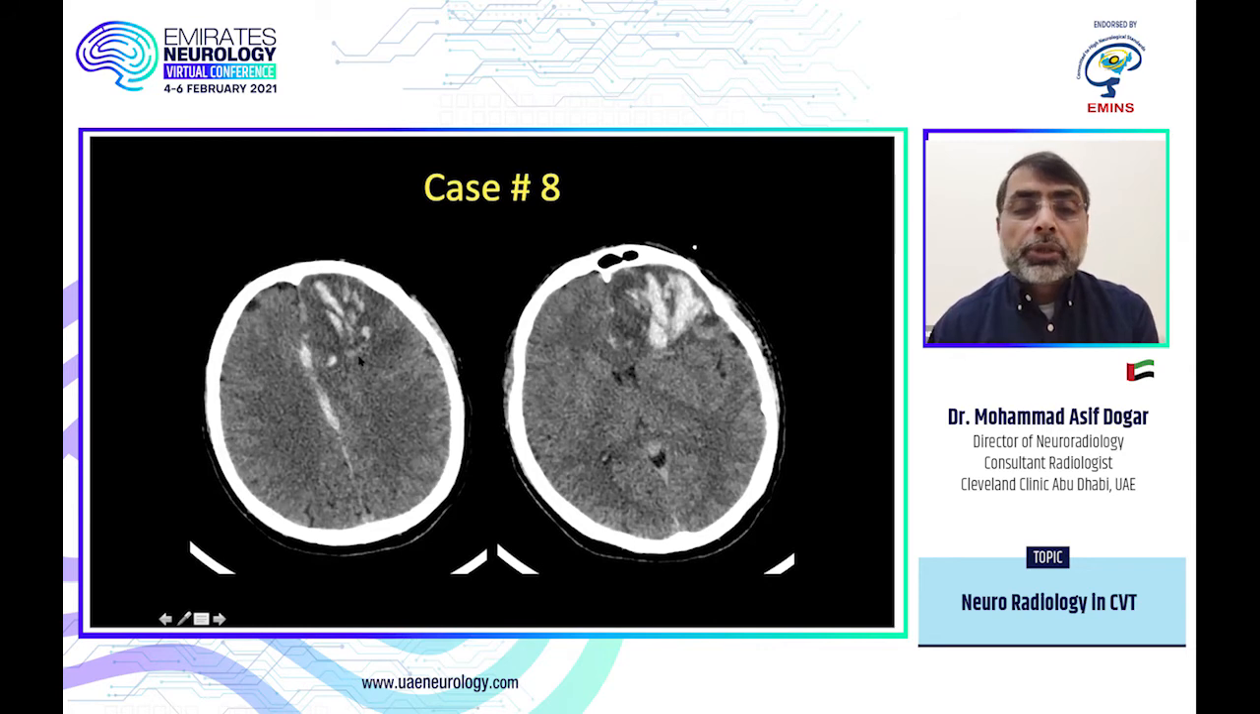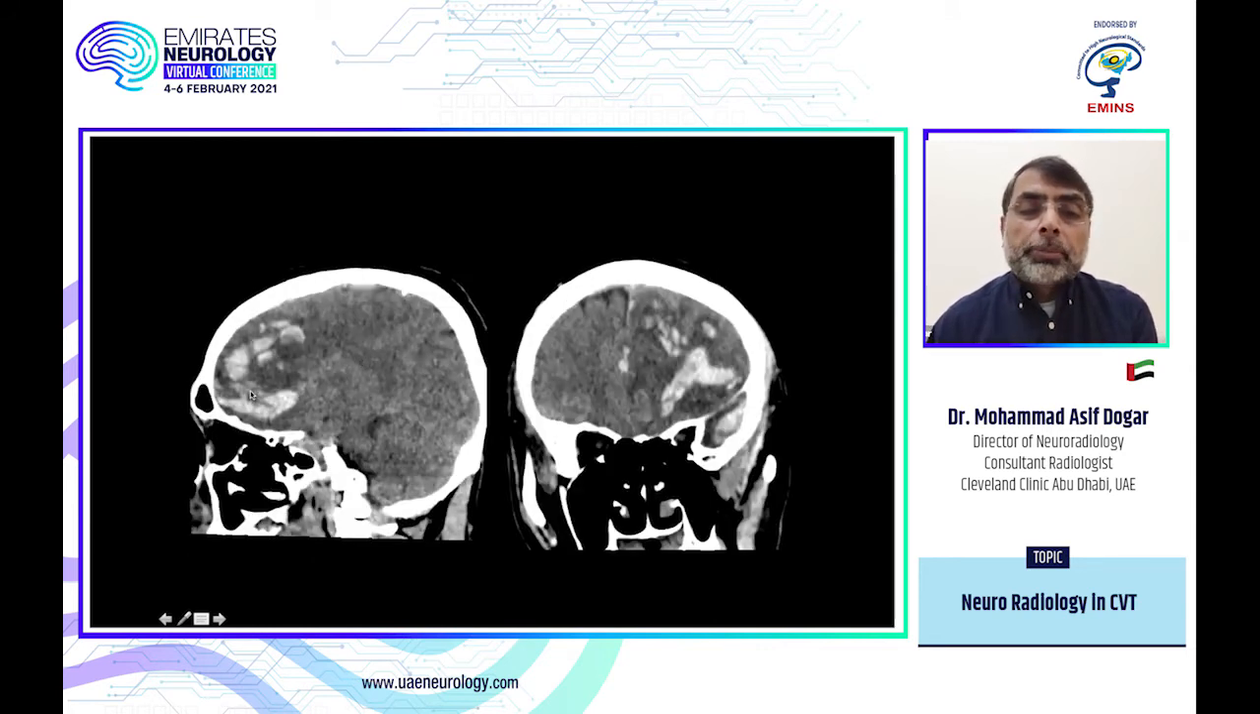This is quite a unique case. Here again, you see multiple typical interrupted hemorrhages. I don't see any density in the superior sagittal sinus. I don't see any cortical vein, but still our doubt is very strong given this pattern without any trauma that this is venous sinus thrombosis.